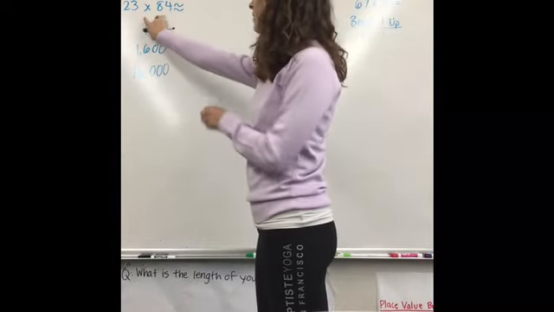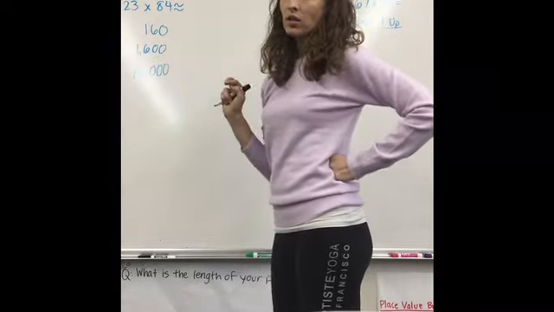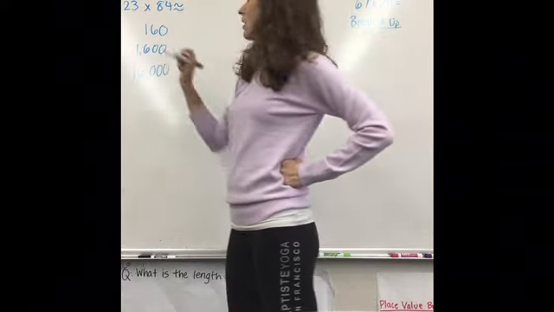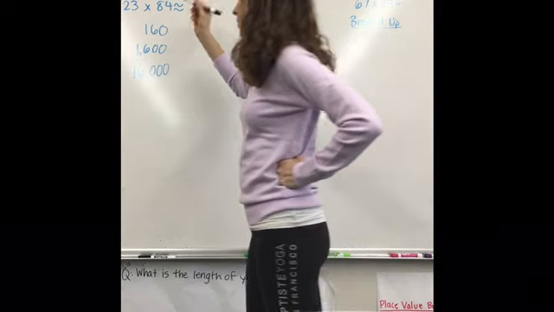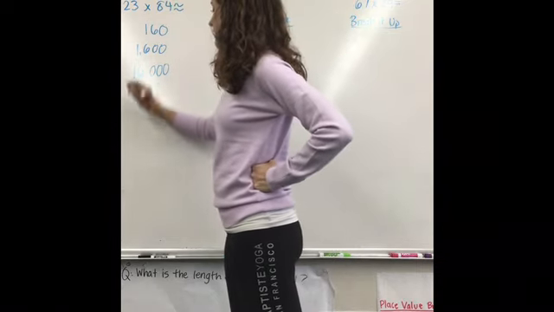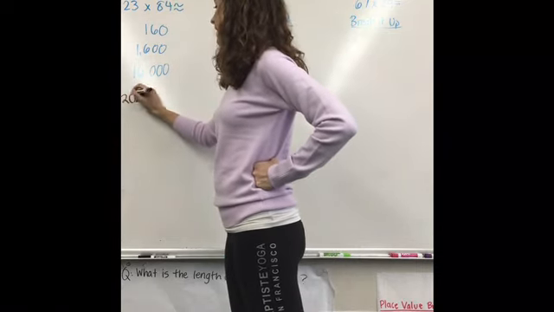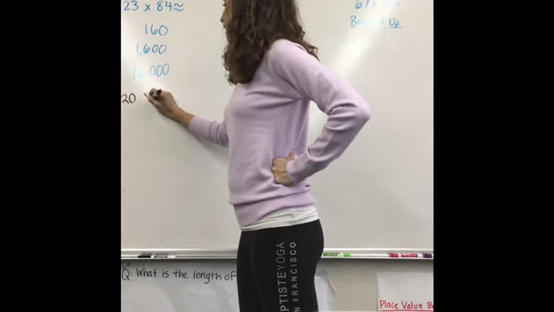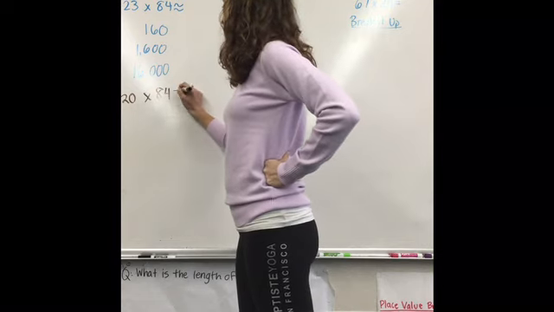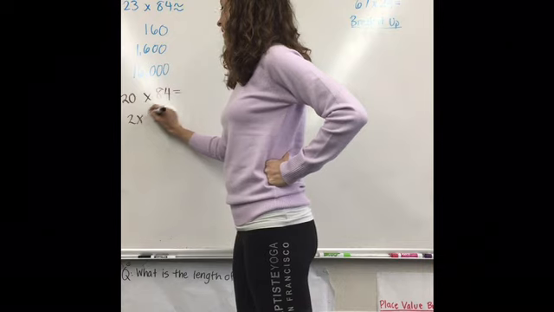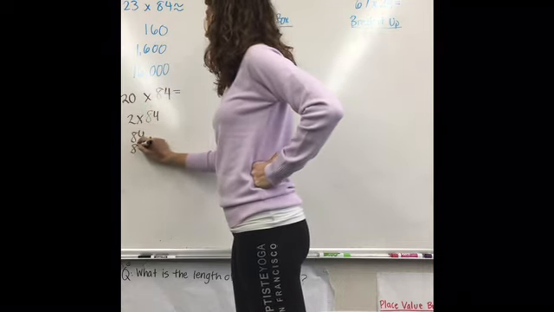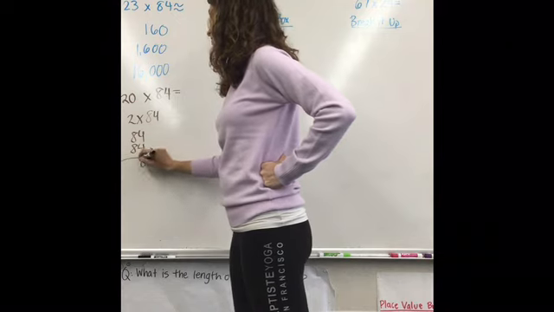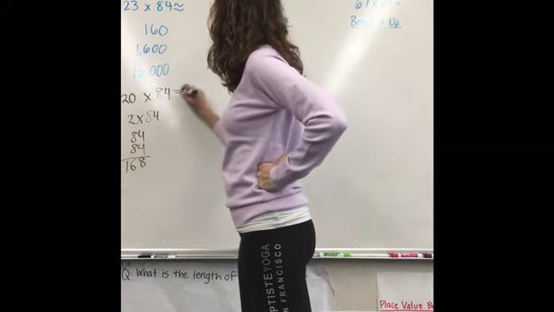When I look at these two numbers, I'm going to choose the number that's closer to its landmark number, so that my estimate will be as close as possible to the actual answer. So I'm going to take 23 and make it 20, because it's 3 away, times 84. Well, that's sort of like 2 times 84, which is 84 plus 84, which is 168.